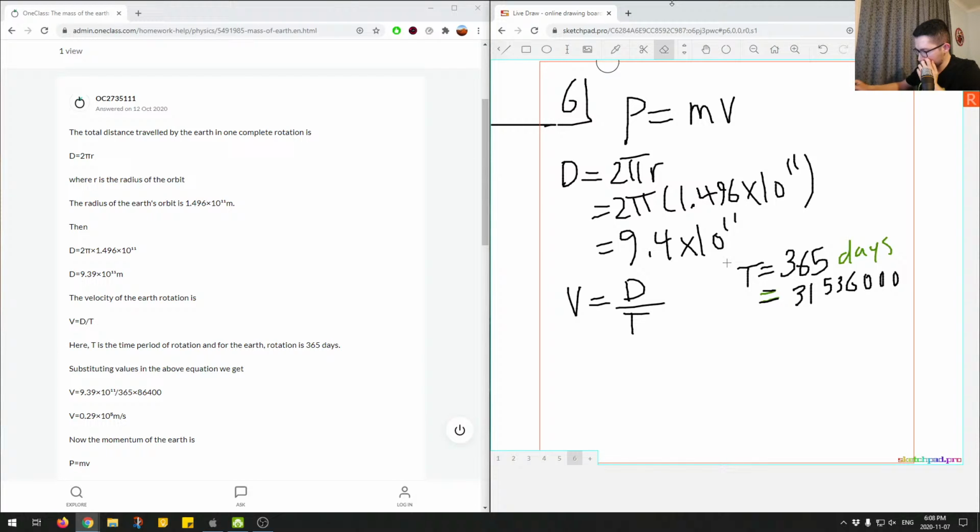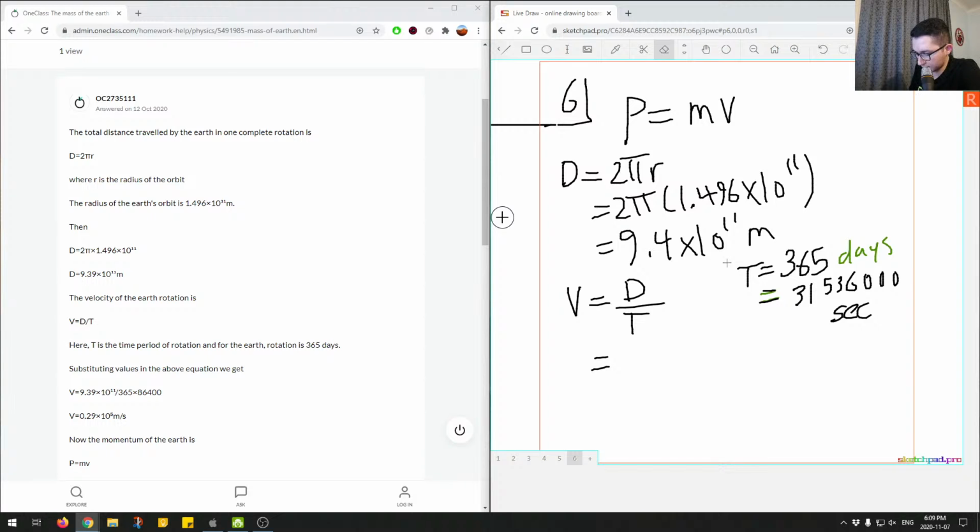Okay, so knowing this, we have the time, so this is in seconds. We have the distance, which is what we calculated up here: 9.4 times 10 to the 11, this is in meters. So we just plug this in and do 9.4 times 10 to the 11 divided by this number. So let's do that.